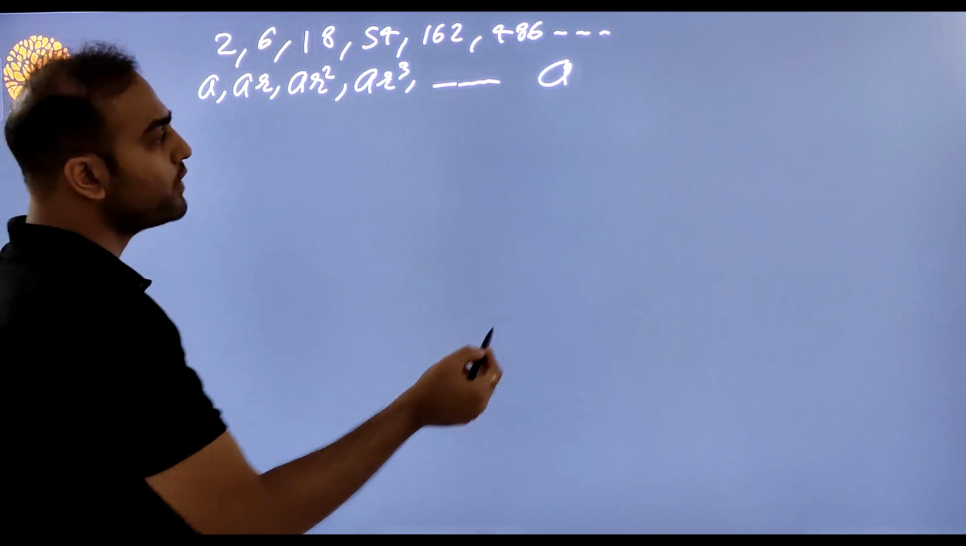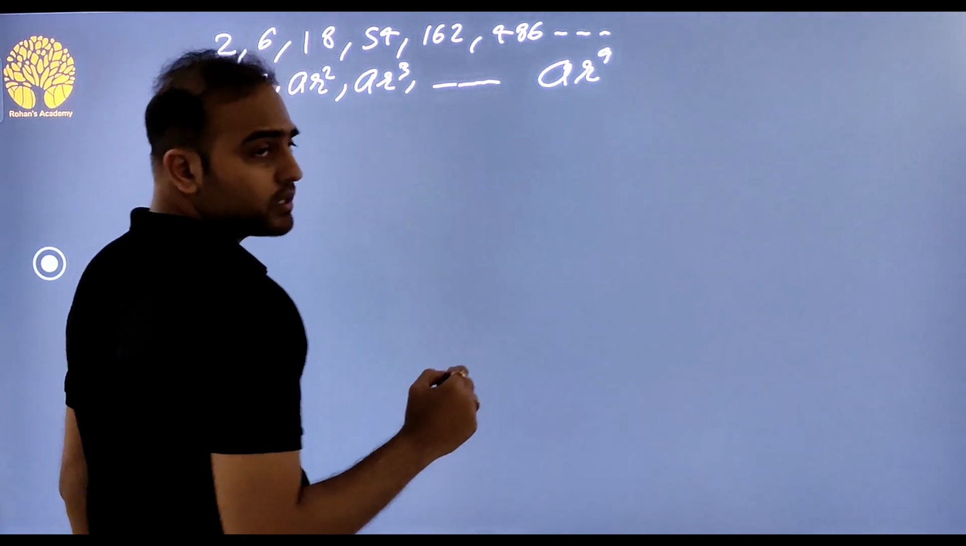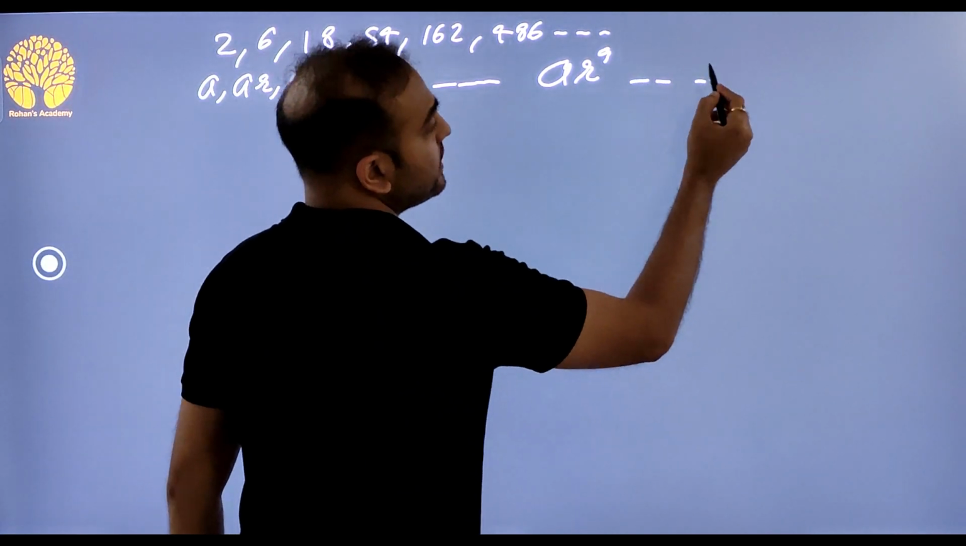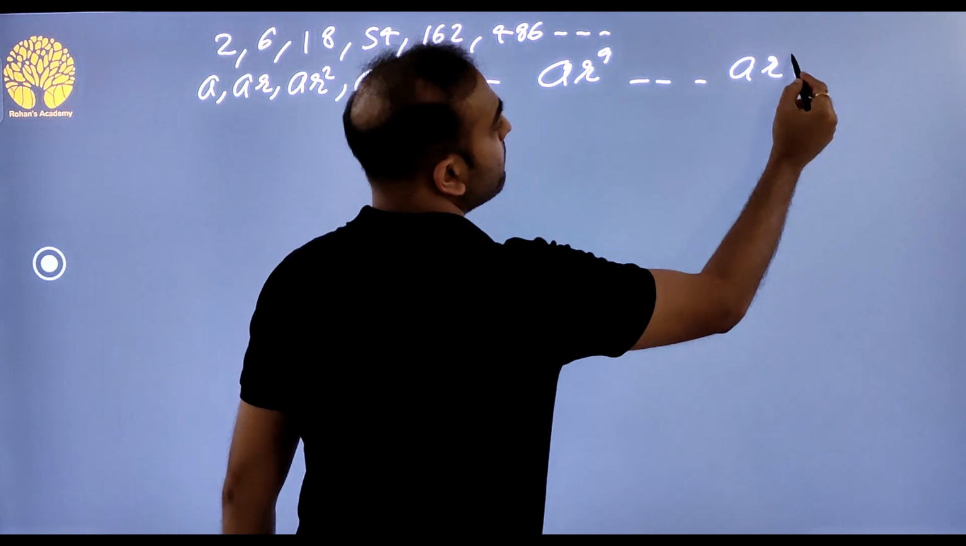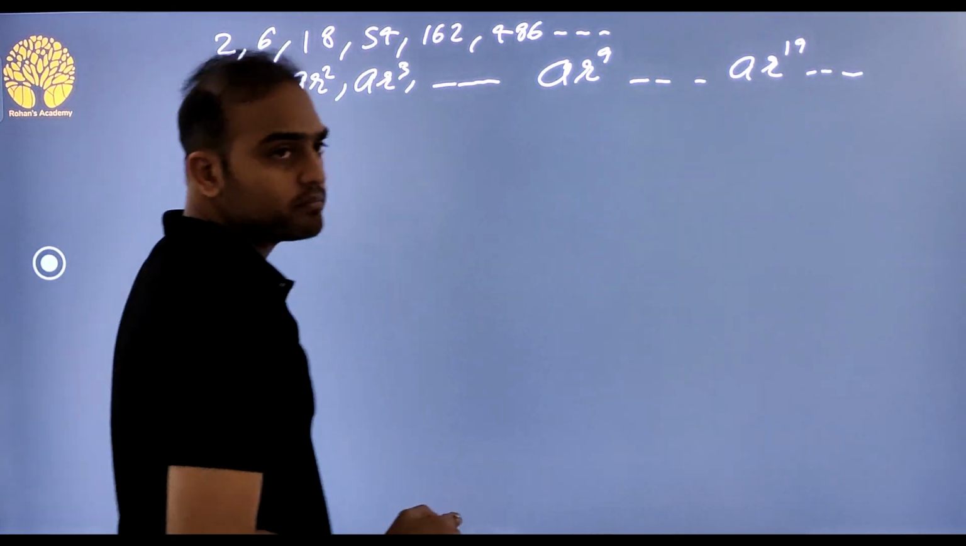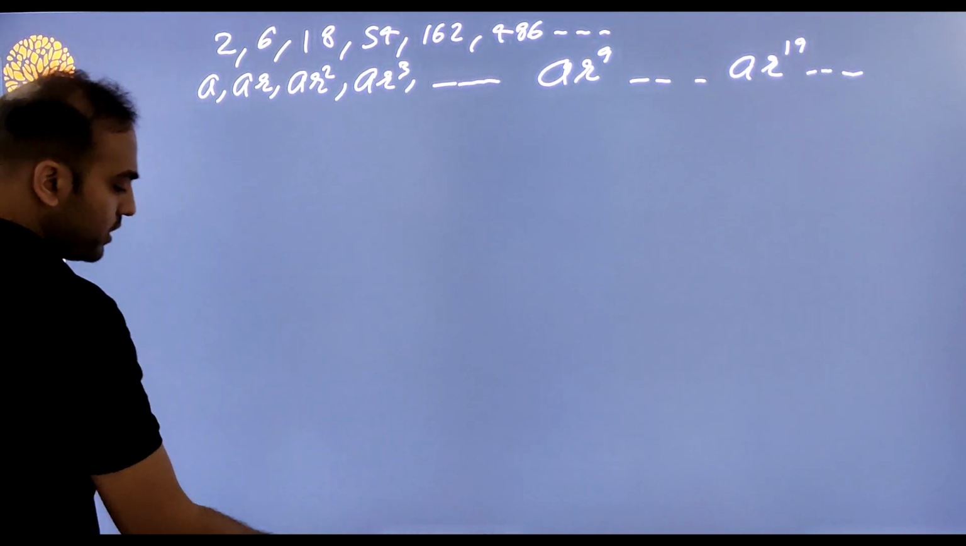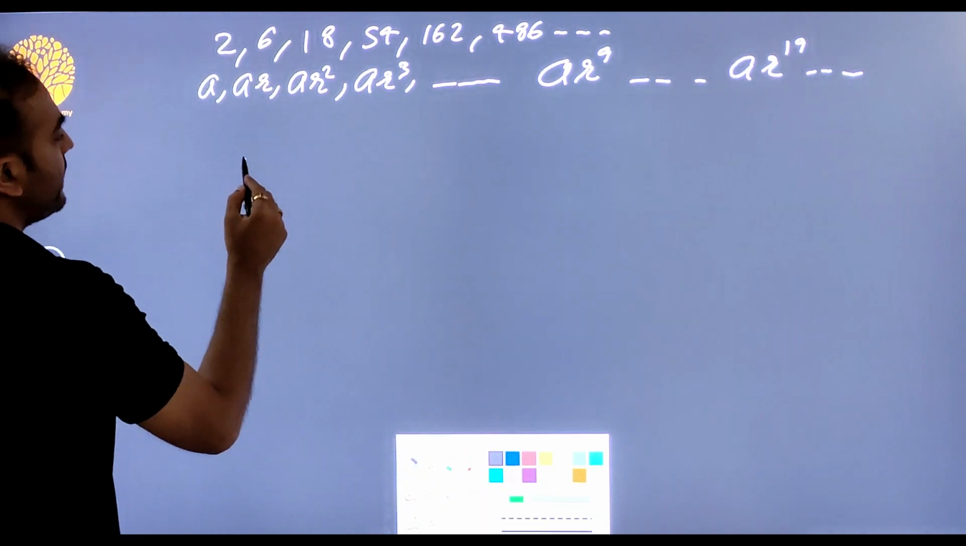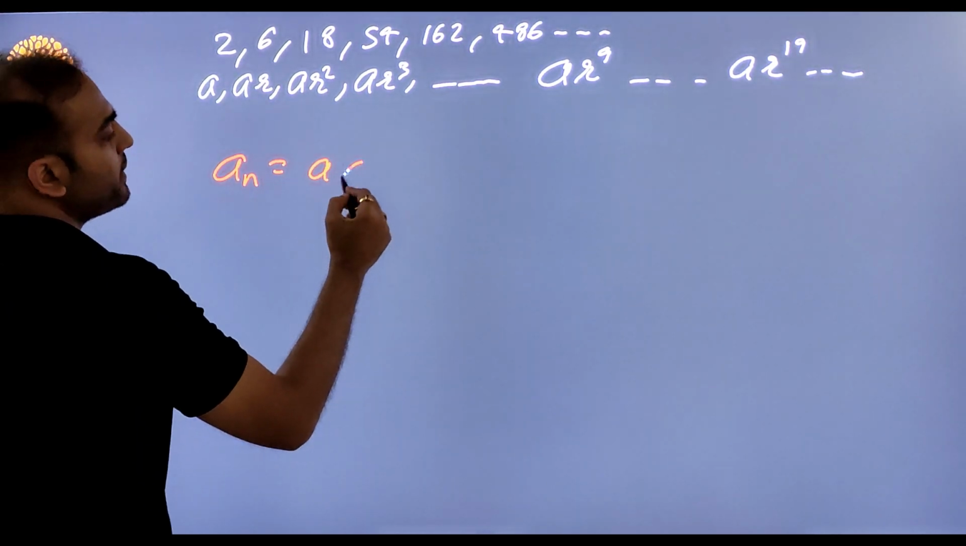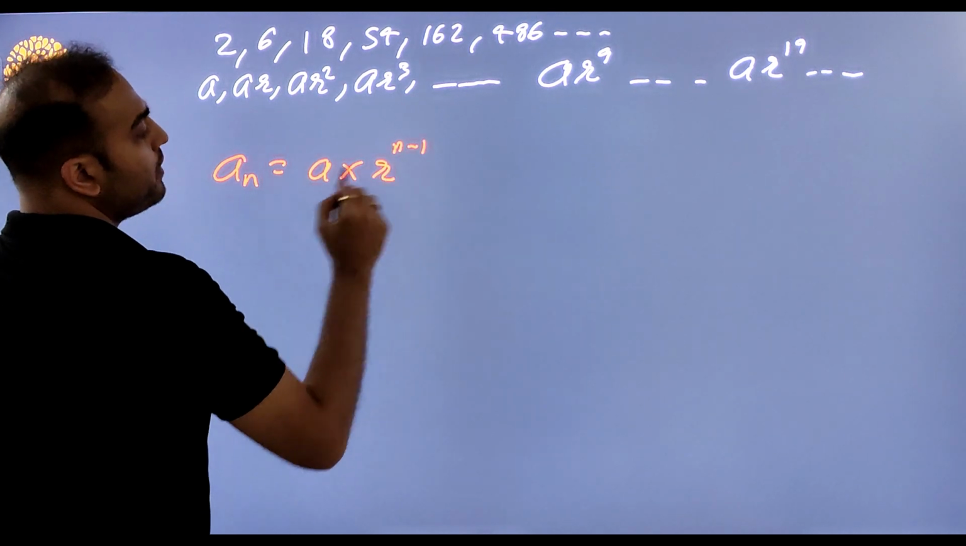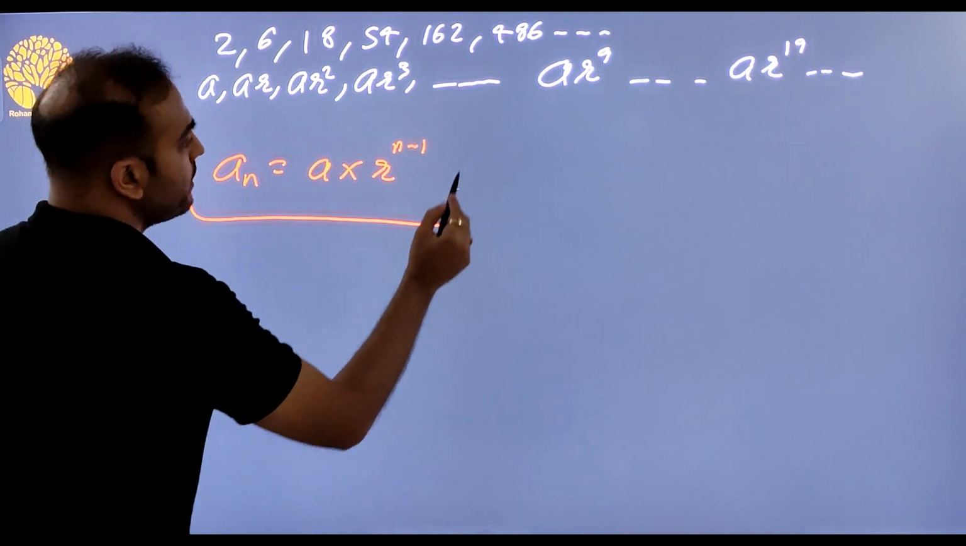Or for the 10th term, what will I do? I will multiply by r 9 times. For the 20th term, multiply by r 19 times. So for the nth term, I will multiply by r n minus 1 times.